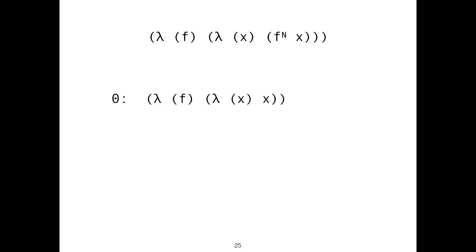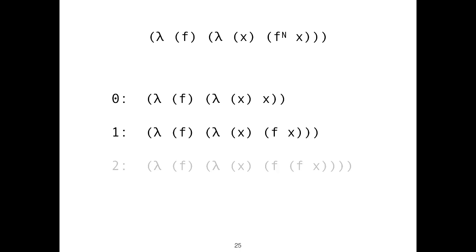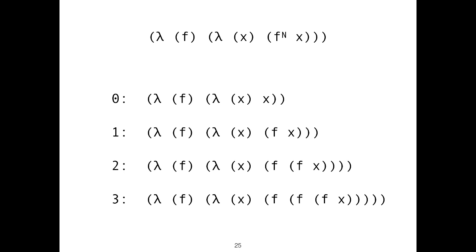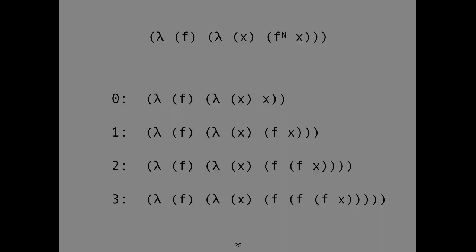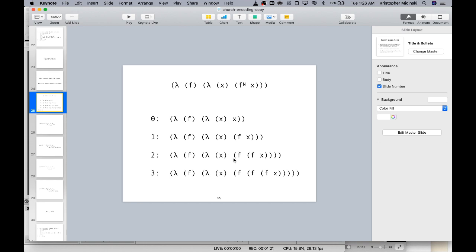So for example, the number 0 is going to be lambda f, lambda x, x. It's going to apply the function f 0 times. The number 1 is going to take a function f, and then lambda x, and then it's going to apply f once. What about the number 2? Well, it's going to take lambda f, lambda x, and then it's going to apply f 2 times. 3 is going to do it 3 times. So you can see the number of f's we've got out here is going to translate to the number of times we're going to perform that application.